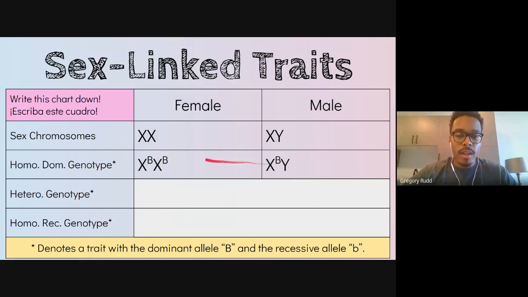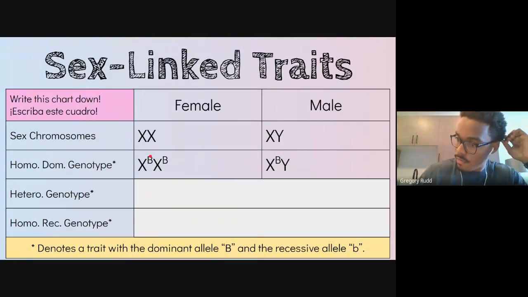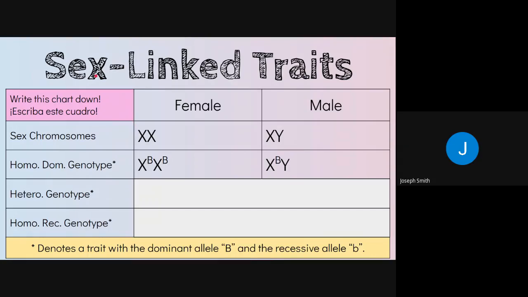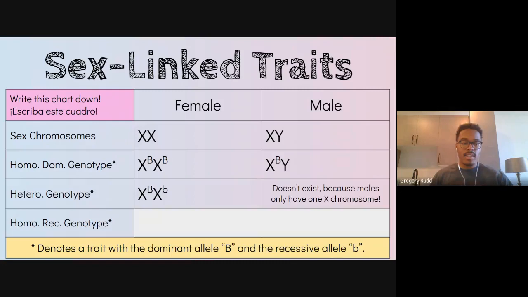Can someone tell me, if we know what homozygous dominant looks like, what heterozygous would look like for a female? Mr. Rudd, wouldn't hetero be X with a capital B and X with a lowercase b for the female? Excellent. Excellent, yes.